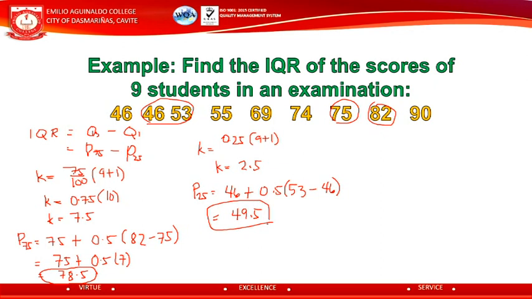Since we have the value for the first quartile and the third quartile, we can now determine our interquartile range. So the IQR is equal to the third quartile, which is 78.5, minus our first quartile, which is 49.5. Then the IQR will be equal to 29. This will be our answer for IQR.